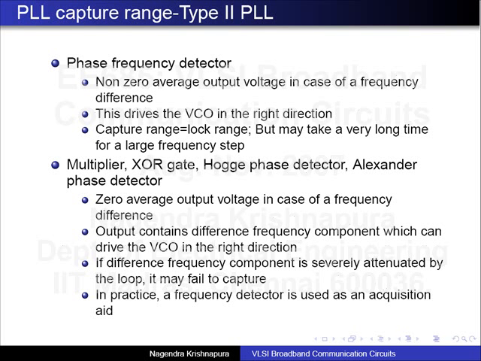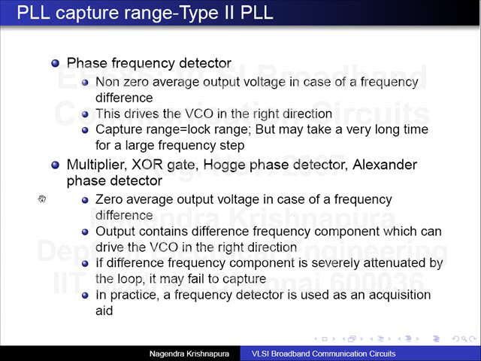Okay. So at some point it is going to capture. Right. So it may take a long time for a large frequency step, but it is going to capture. So essentially in this case the capture range is practically equal to the lock range. The limitation comes from similar limitations as lock range. This is because the phase frequency detector gives you a definite indication of whether the input frequency is more or less than the feedback frequency.